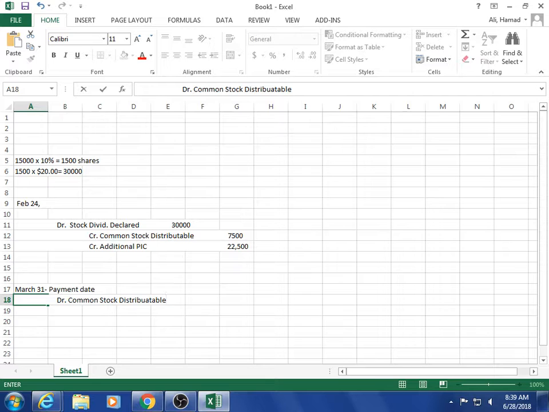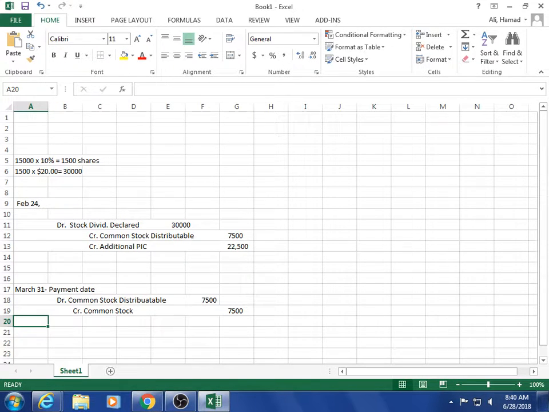And what we're going to credit? 7,500. And we're going to credit common stock. Now that means they are officially shares. We're going to credit common stock for 7,500.